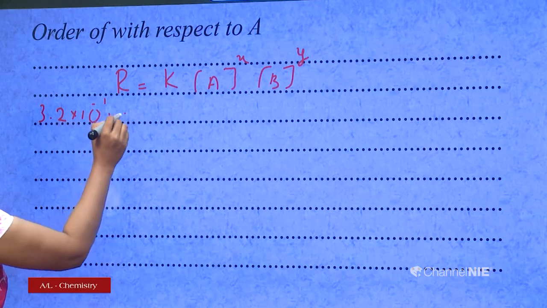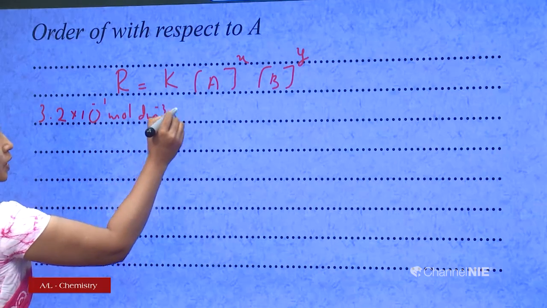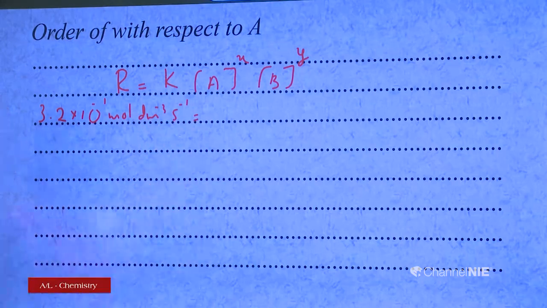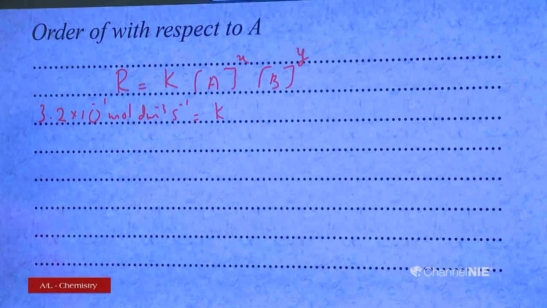Then we need to write the unit. The importance of writing the unit is that you get extra marks for it. If you do not write the unit, then you are not getting those marks. Then the rate constant K, that we can write as it is because we do not know that one.